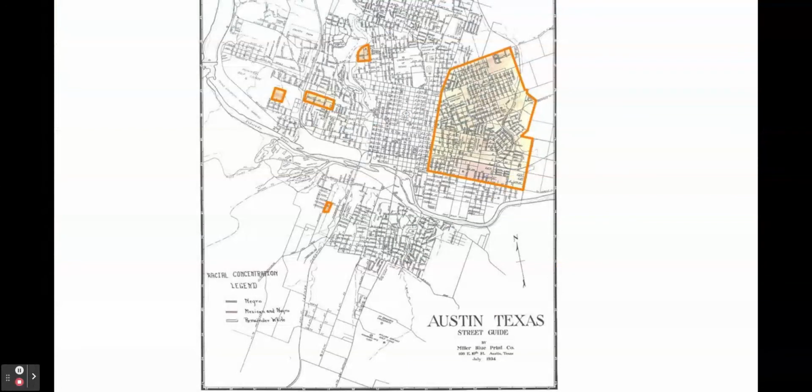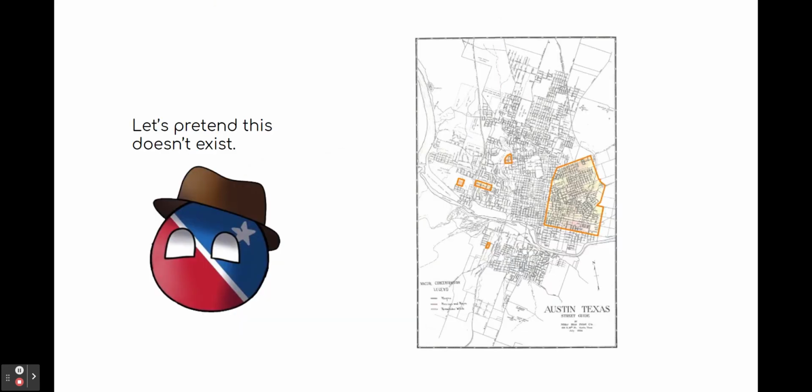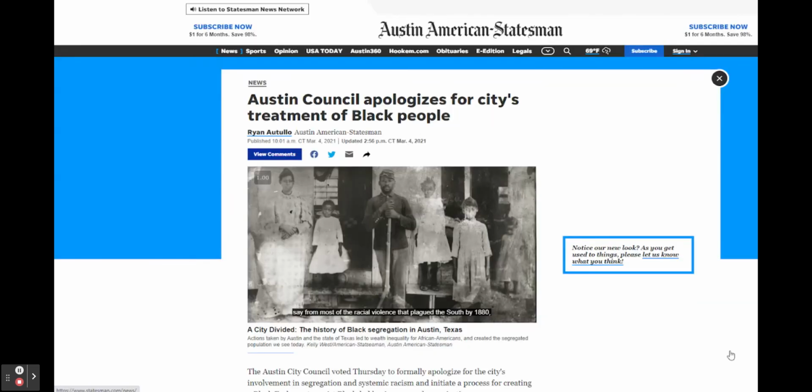Why? Well, in the 1920s, Austin actually had an extremely segregationist policy, forcing African Americans to live and create businesses within a limited area in Austin. It was called the Negro District, and Austin essentially tried to ignore it up until a few years ago. After protests, the city of Austin recognized its past and apologized.